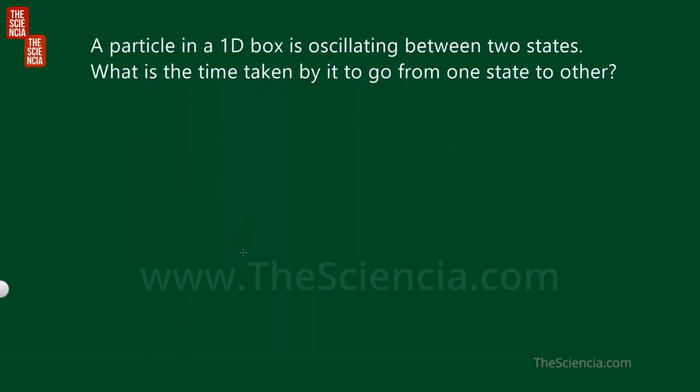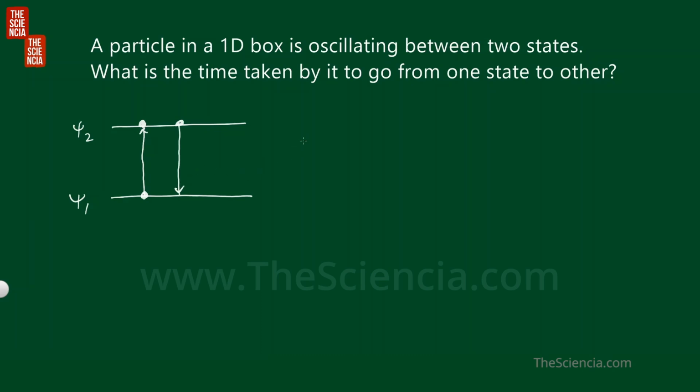See, this one is a very interesting question. A particle in a 1D box is oscillating between two states. That is, there are two states. I am calling this psi 1 and this psi 2. And the particle is oscillating between these two states. That is, it jumps to psi 2 from psi 1 and again jumps from psi 2 to psi 1. That is, it is oscillating.